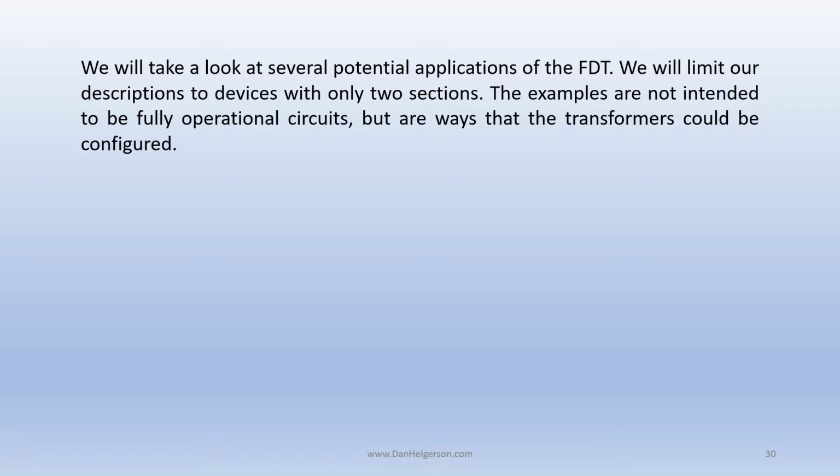We will take a look at several potential applications of the FDT. We will limit our descriptions to devices with only 2 sections. The examples are not intended to be fully operational circuits, but are ways that the transformers could be configured. First of all, of course, is a flow divider. We have an input flow, and we've divided the output flow on 2 sides. Now, hydraulically, this is something that could be used to synchronize 2 equal area cylinders. However, pneumatically, this would not be the case. If we had a different load on each one, we would still have the compressibility of the air to deal with. So this is simply showing the ability to divide the input air flow.